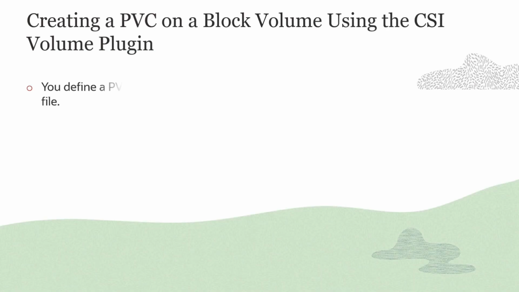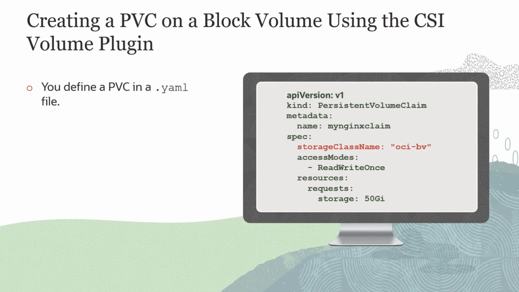To create a PVC on a block volume using the CSI volume plugin, you must create a YAML manifest which describes the Kubernetes persistent volume claim. On the screen we have a PVC manifest available. Let's break down the components.